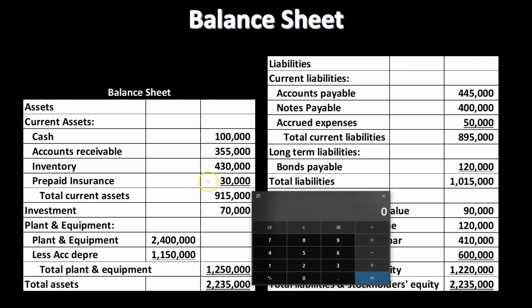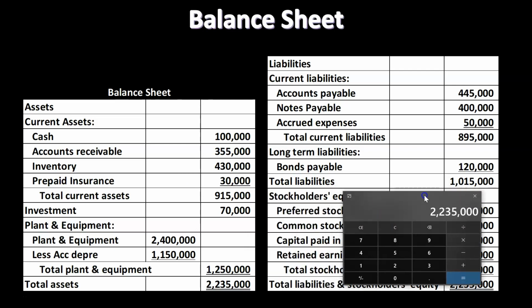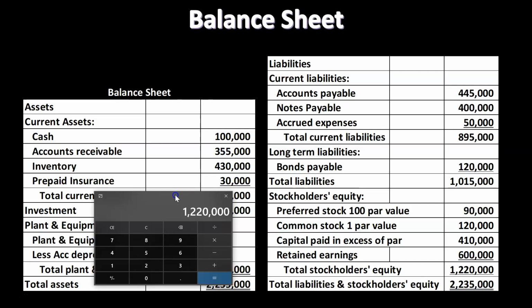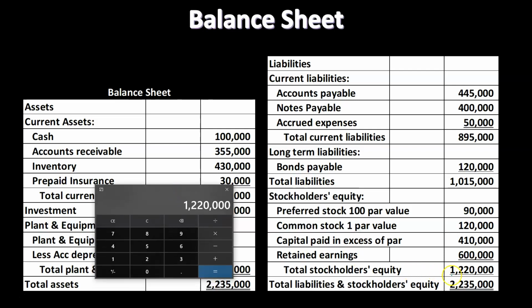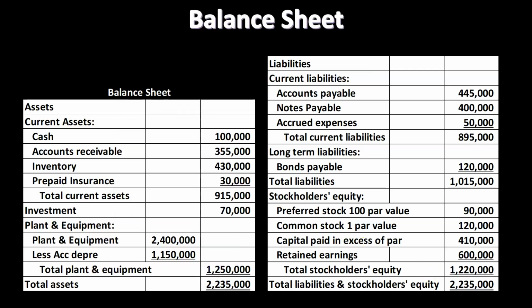You could say, well, the company in total has assets of $2,235,000, and then they have liabilities, minus the liabilities of $1,015,000. That means that the book value then is equity of $1,220,000. So if you look at the balance sheet, that's telling you basically where the company stands at this point in time. They have basically a book value of $1,220,000.